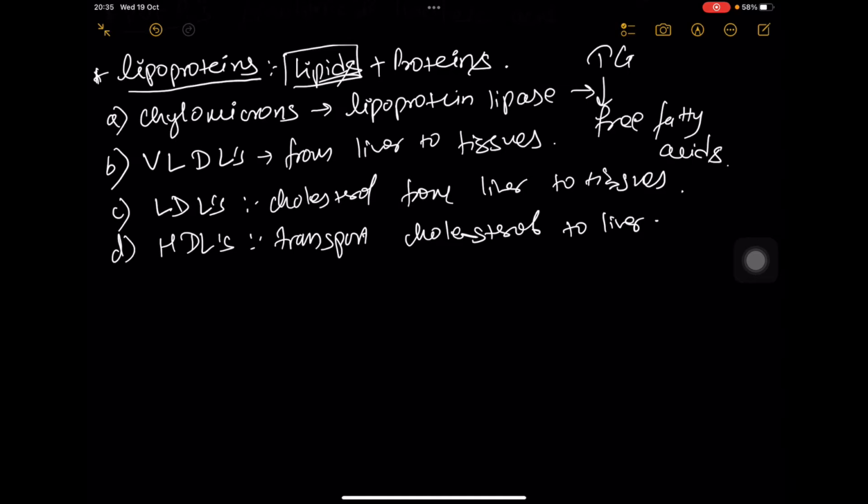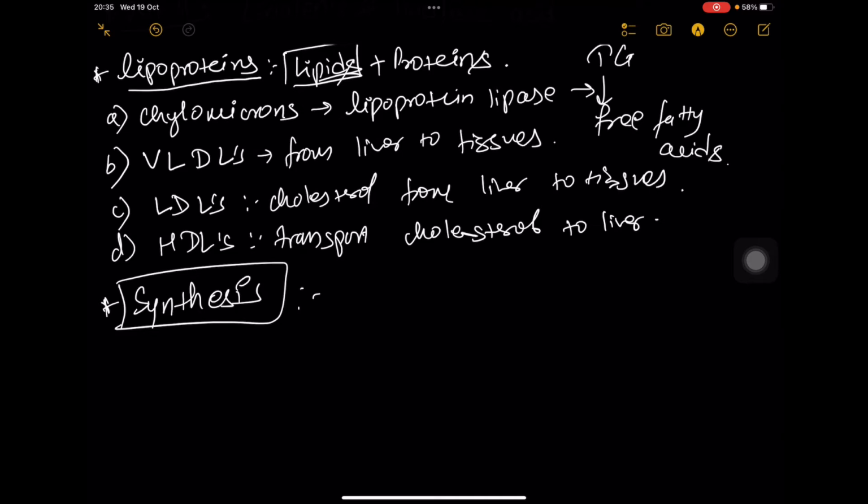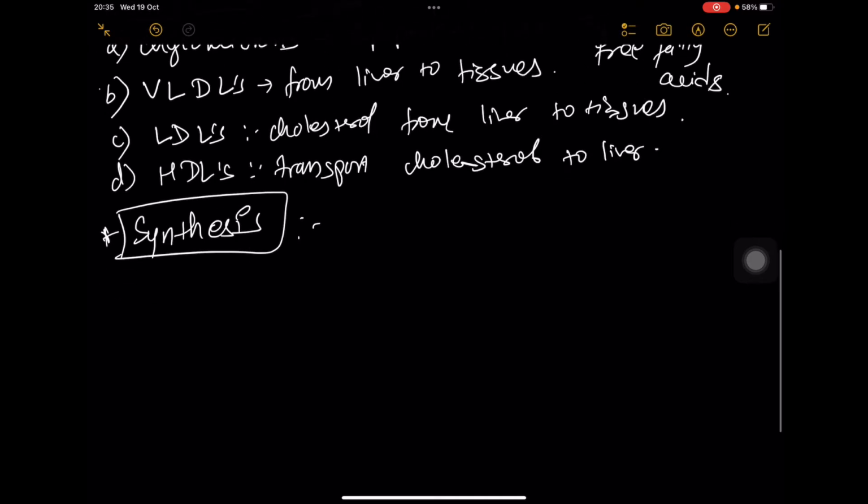Now let's go on to our main topic today. Today we are going to learn about fatty acid metabolism, and there are mainly three important topics. One is fatty acid synthesis, fatty acid storage and beta oxidation. First of all, let's go and learn about the synthesis process. Okay, how are these fatty acids synthesized?